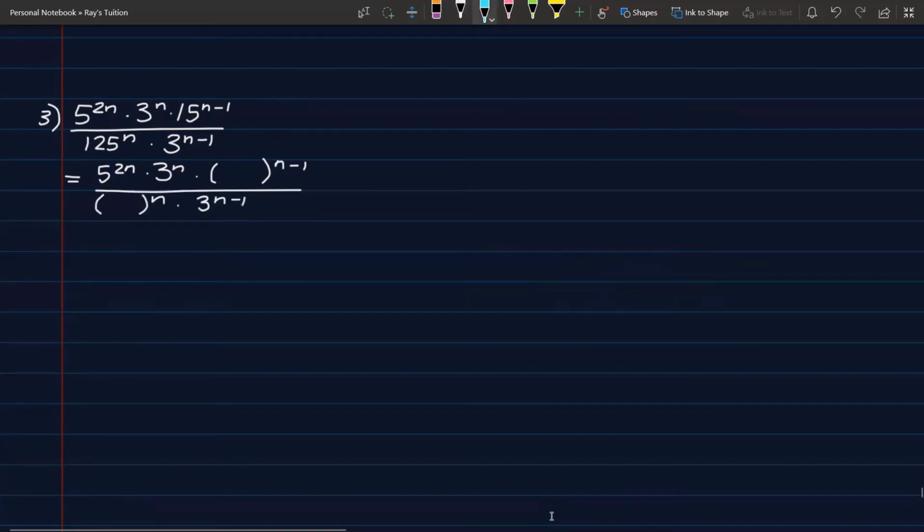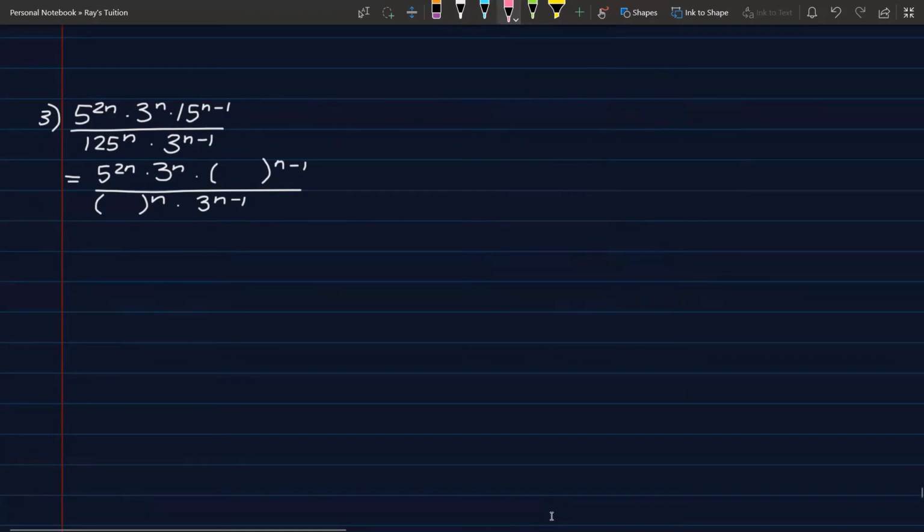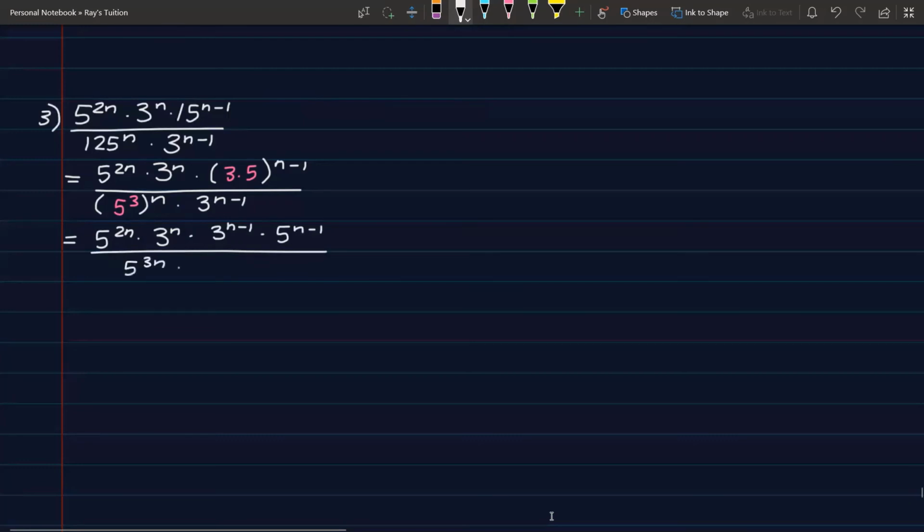So when we're converting them to prime bases, what we have is 15 is 3 times 5, and 125 is 5 cubed. Now what we're going to do is distribute those. So 5 to the power of 2n times 3 to the power of n minus 1. So it goes to the 3, and that n minus 1 also needs to go to the 5. All over 5 to the power of 3n, when we raise that power, times 3n minus 1.